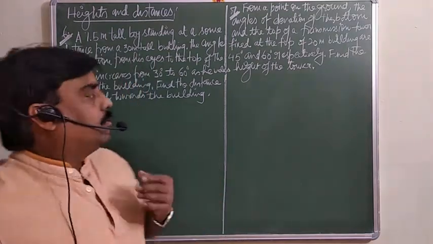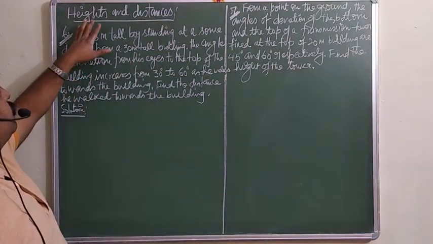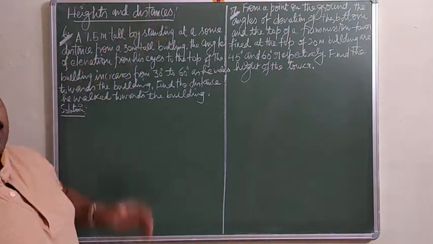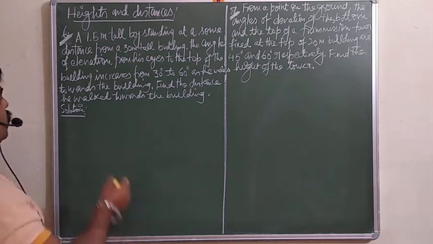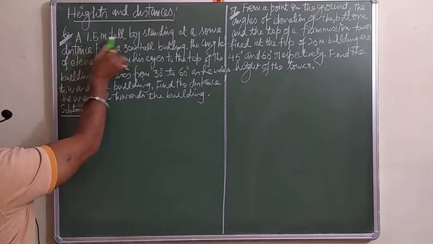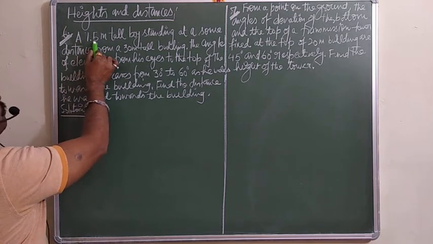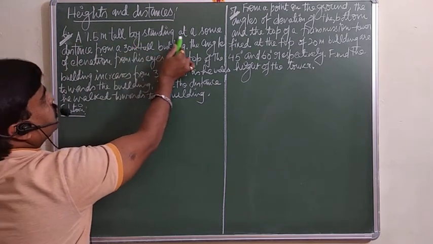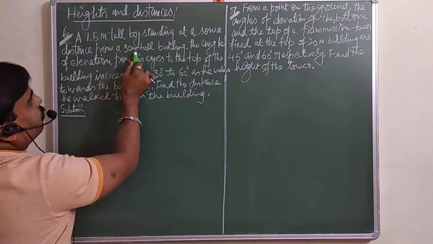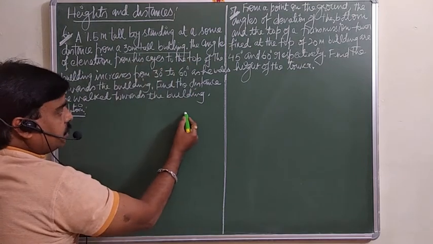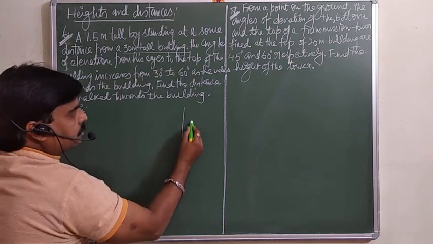Yes, now we will discuss a few questions based on heights and distances. Question number 1 we are taking from NCERT. A 1.5 meter tall boy is standing at some distance from a 30-meter tall building. There is a 30-meter tall building here.